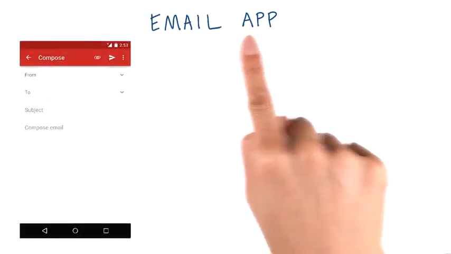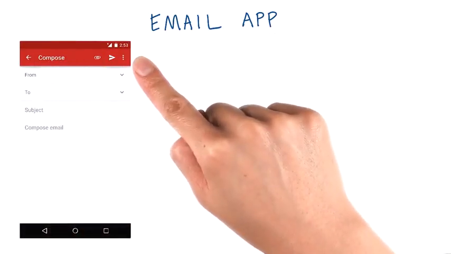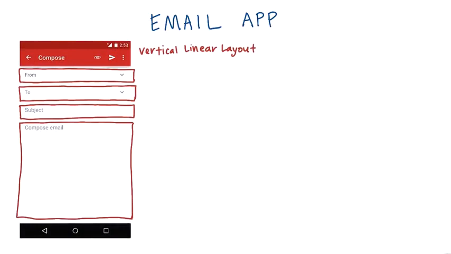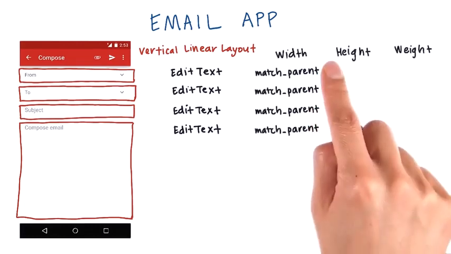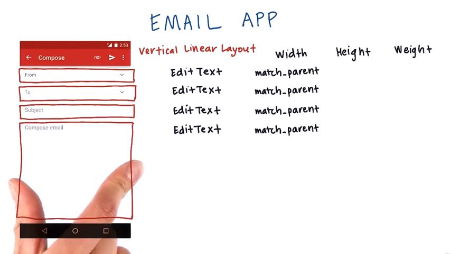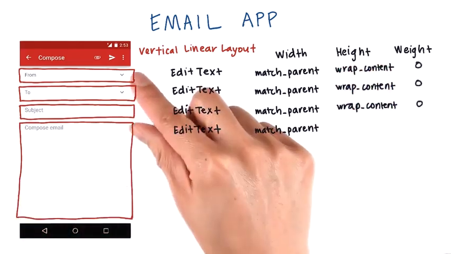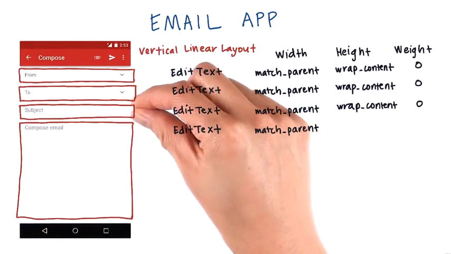And the last example is an email app. This is a compose screen in Gmail where you can write a new message. It's a vertical linear layout because the items are in a column, and it's made up of 4 different edit text fields. Now the width of each child is match parent because we want it to stretch across the whole width of the device. For height, we set these 3 edit text fields to be wrap content so it wraps the text inside of them.